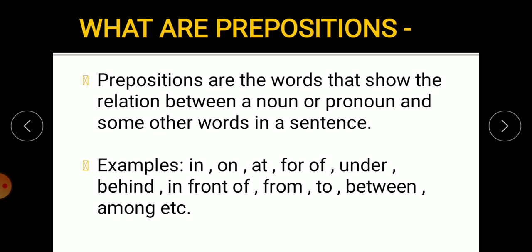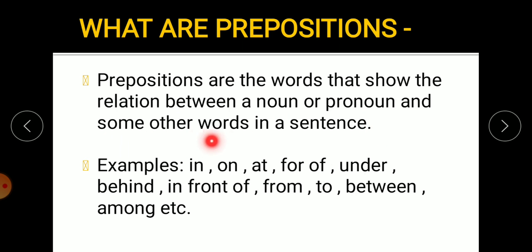Now, let's first know what prepositions are. Prepositions are the words that show the relation between a noun or pronoun and some other words in a sentence. Children, you have already learnt about nouns and pronouns. Now, in a sentence, there are some other words also. So, prepositions are that part of speech that shows that there is some relationship between a noun or pronoun and some other words in a sentence.